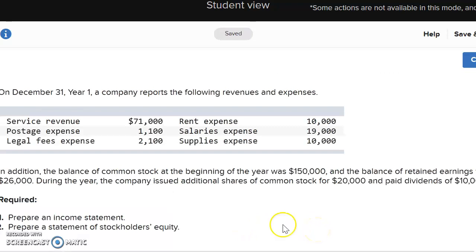Okay, so here's some information. I need to make this screen a little bit bigger. Let's see if I can do that.